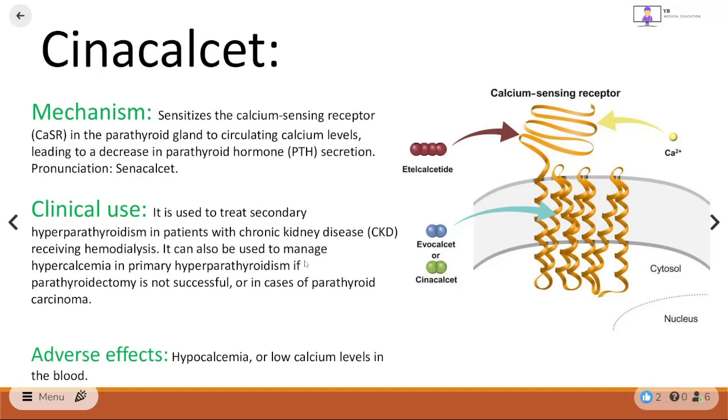So it can also be used to manage hypercalcemia in primary hyperparathyroidism if parathyroidectomy is not successful, or in cases of parathyroid carcinoma. And of course, the adverse effect is that you would have hypocalcemia, but you wouldn't have the corrector of hypocalcemia, which is the parathyroid hormone.